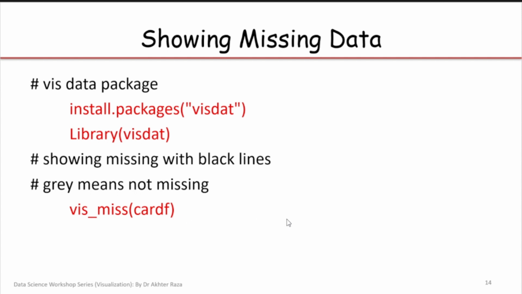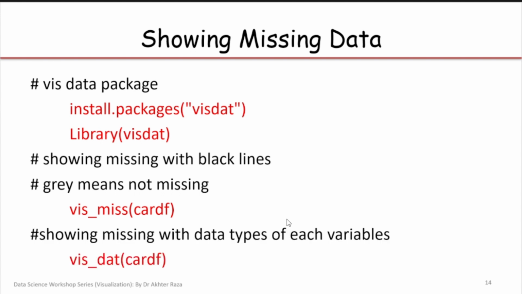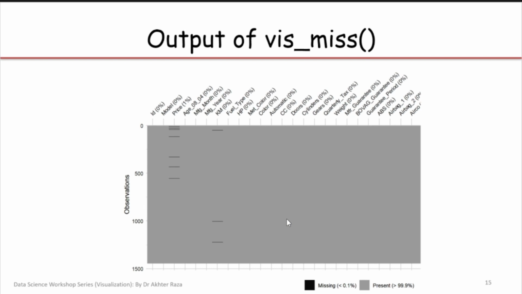The second command is vis_dat. The vis_dat command represents the data types of each variable. So what is the difference between vis_dat and vis_miss? vis_miss will not show the data types, while vis_dat along with the missing data will show the data types as well. So this is the output of vis_miss.